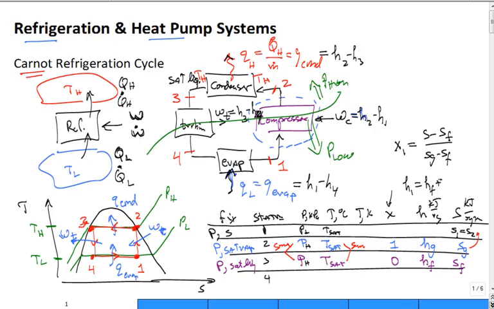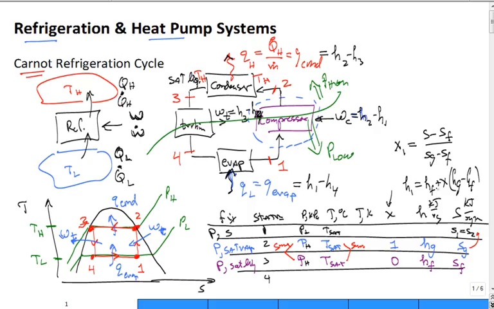H of F plus the quality times H of G minus H of F. The quality is just that mass fraction of the substance in the two-phase mixture which is in the vapor state. That's all it is. And so we use it both for the entropy as well as the enthalpy. Does that make sense? That's how you get that state 1.